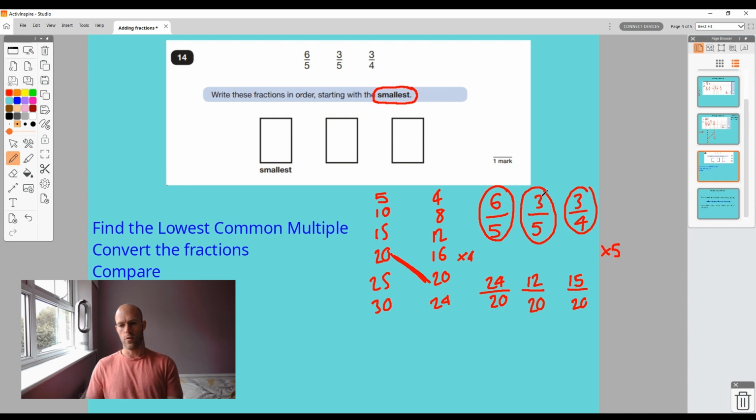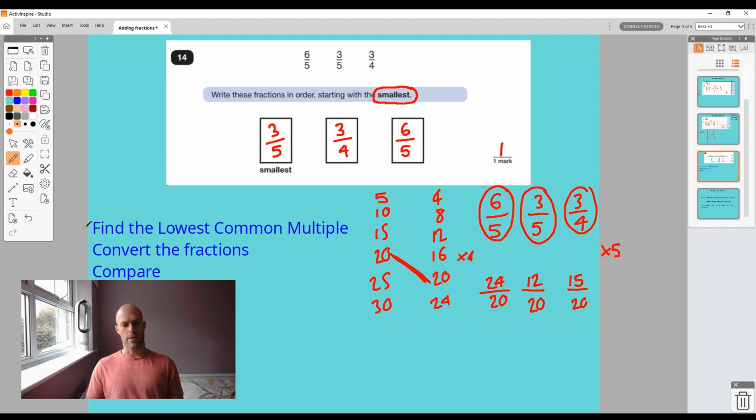So I'm starting with the smallest. I've got 24 20ths, 12 20ths, and 15 20ths. So I'm going to put 3/5 over here. And then I'm going to pick 3/4. And then I'm going to put 6/5 over there. I'm going to give myself a mark and a pat on the back.